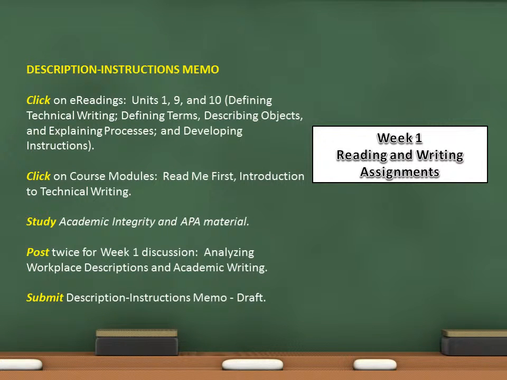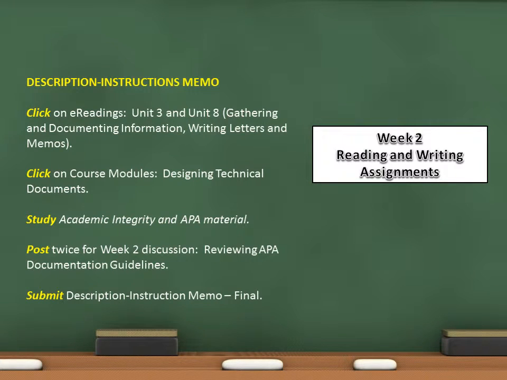Now, week 1, you'll have 3 units to read. You'll have a couple of pages on course modules, and you have to study, obviously, the academic integrity and the APA material. You'll post twice for the week 1 discussion, and we'll be analyzing workplace descriptions and academic writing. And then you'll submit your rough draft for the memo. Remember, no late assignments.